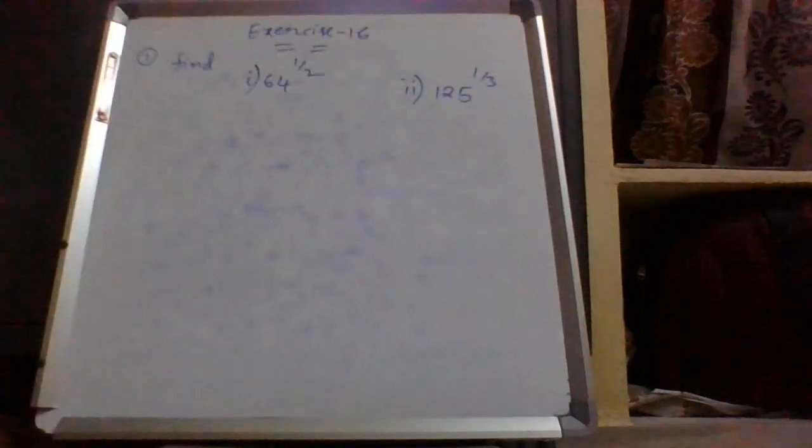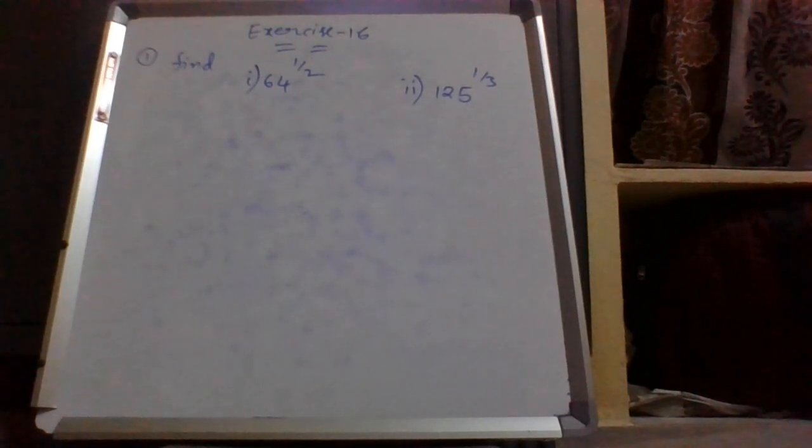So the first one is find. There are 3 bits in this. One is 64 whole power 1 by 2. This I'll tell you, and one more also I'll tell you: 125 whole power 1 by 3. The remaining you try to do.